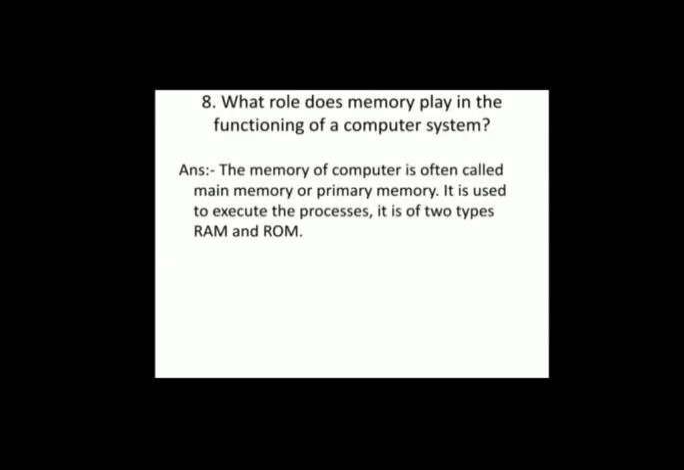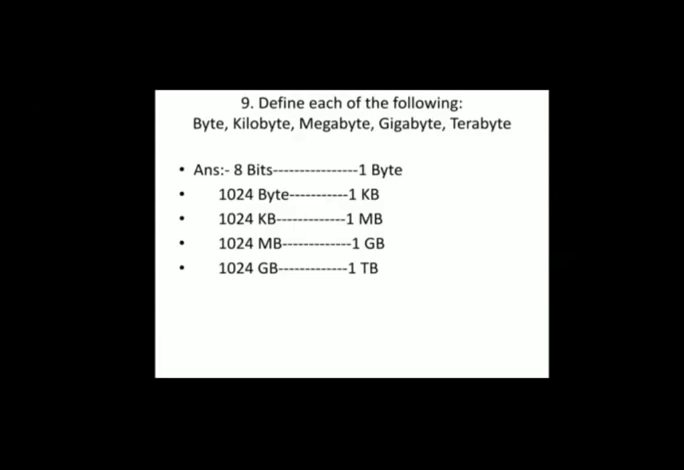Question number 8. What role does memory play in the functioning of computer system? The memory of computer is often called main memory or the primary memory. It is used to execute the process. It is of two types, RAM and ROM.